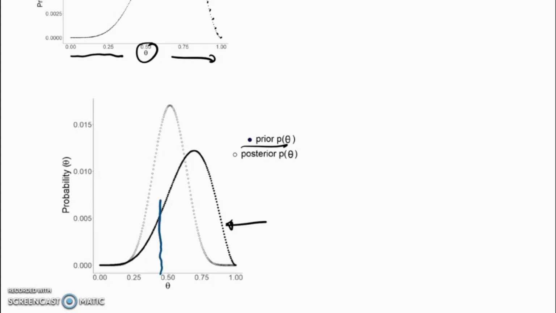The data consisted of 40% of my tosses being water. So we're seeing a shift from the prior to the posterior in that direction.